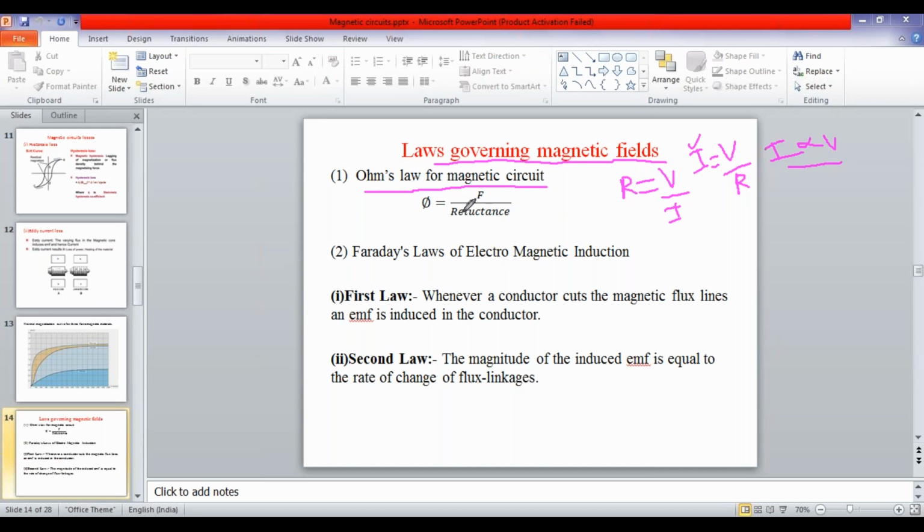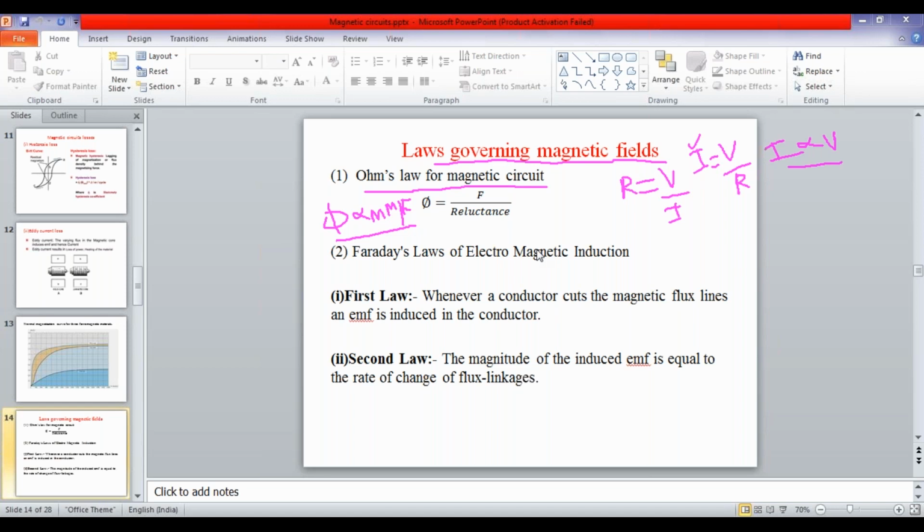Now similarly for the case of a magnetic circuit, the current in the electric circuit can be replaced with magnetic flux phi in the magnetic circuit, so that the magnetic flux phi is directly proportional to MMF, magnetomotive force, in a magnetic circuit. So that's why the flux is directly proportional to MMF in magnetic circuits.